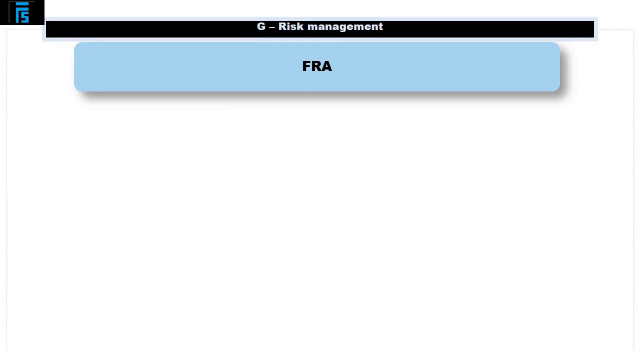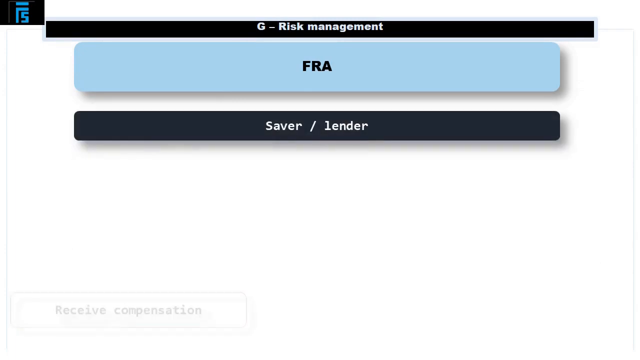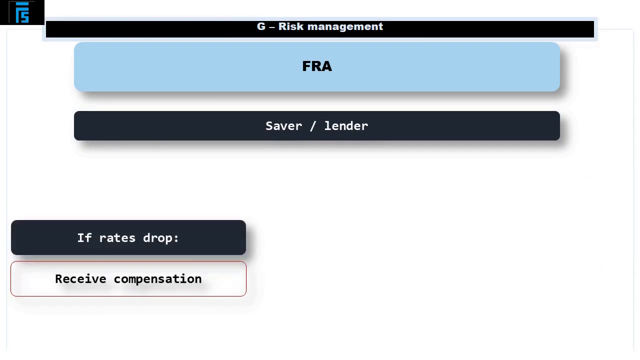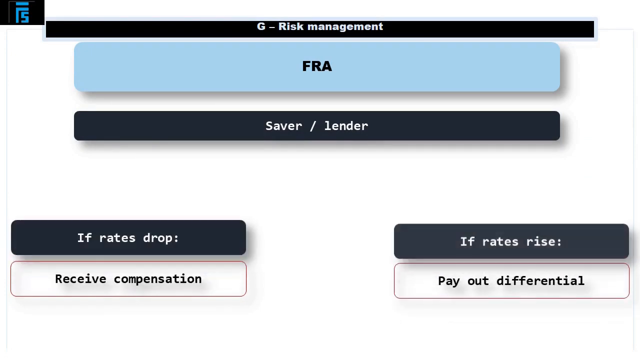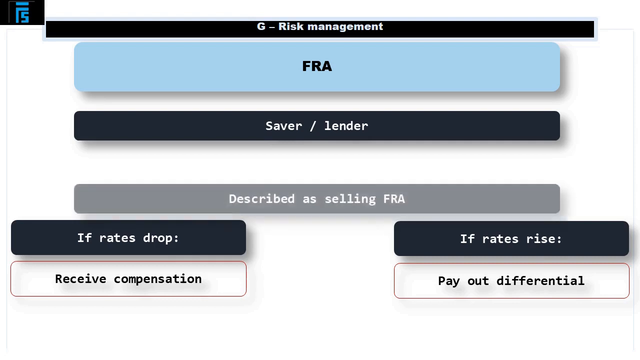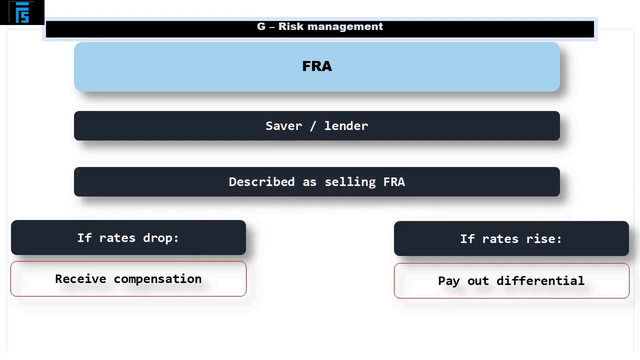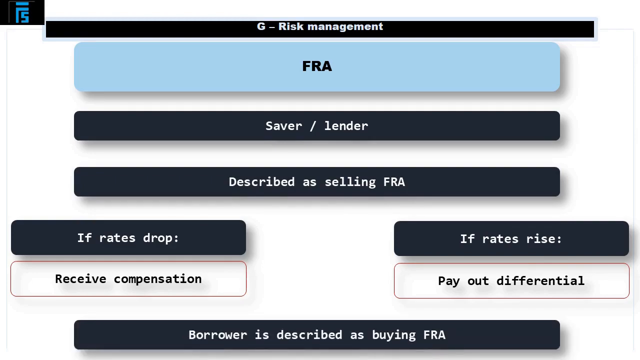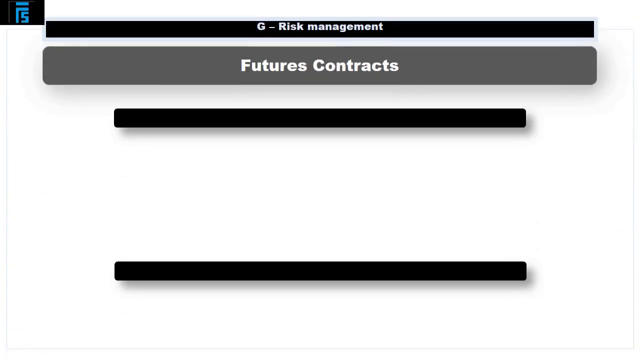It's worth noting that a saver or lender can also use an FRA that will pay them compensation if rates drop, and they'll have to pay out under an FRA if rates rise. In other words, the net rate is protected. A saver is described as selling an FRA, whereas a borrower is described as buying an FRA.